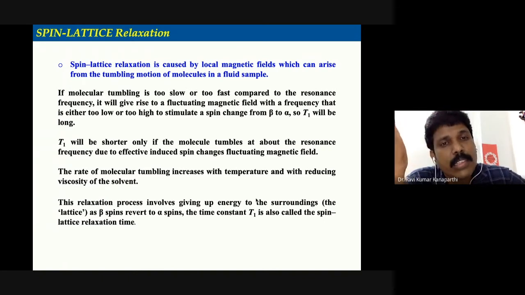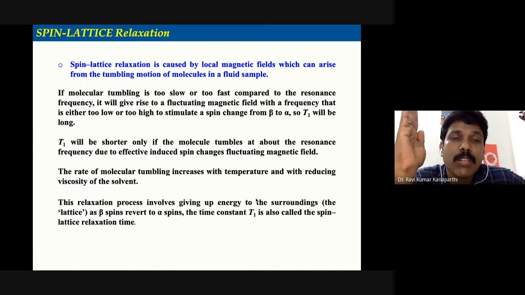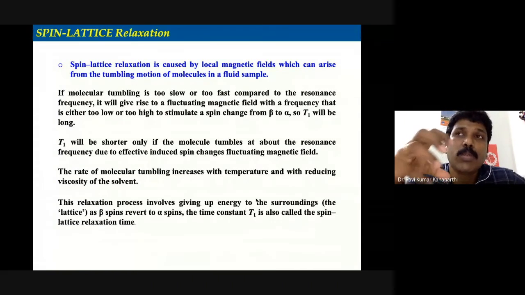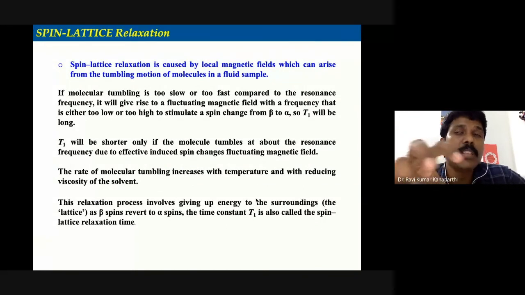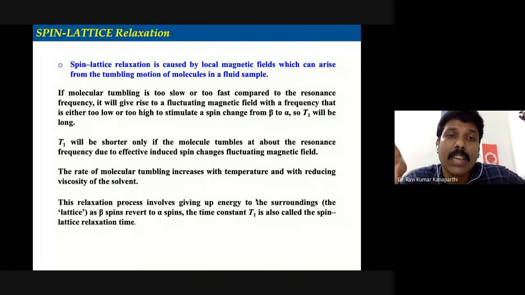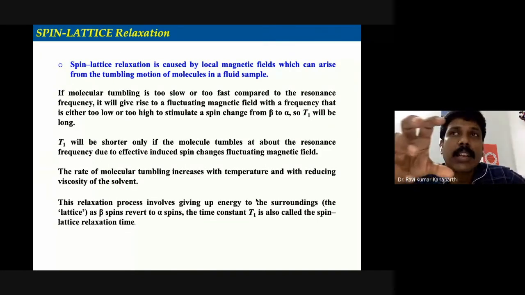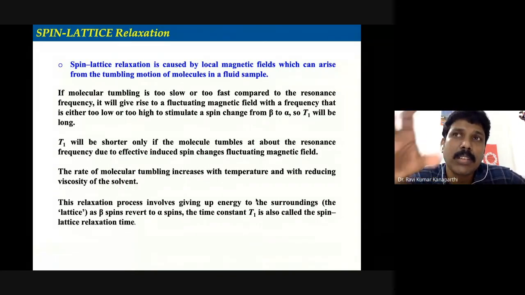The term longitudinal relaxation was based on the concept of the net magnetization vector parallel to the z-axis. The name spin lattice relaxation was based on this concept: the spins interacting with the surroundings. The surroundings, which we call the lattice, can decide or dictate how fast the spins go back to the original position.